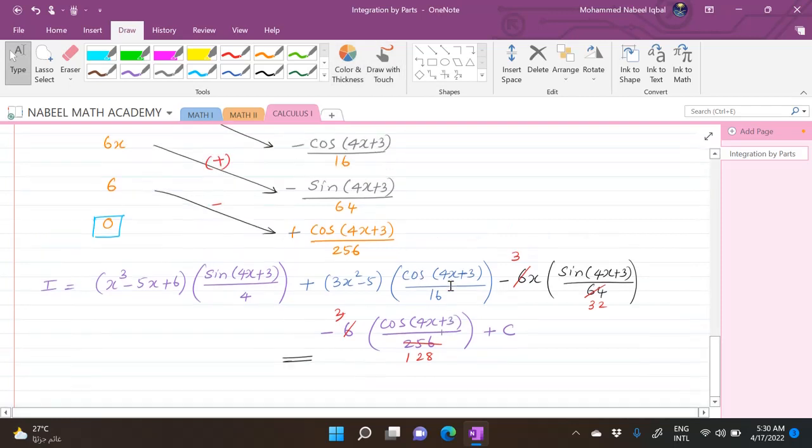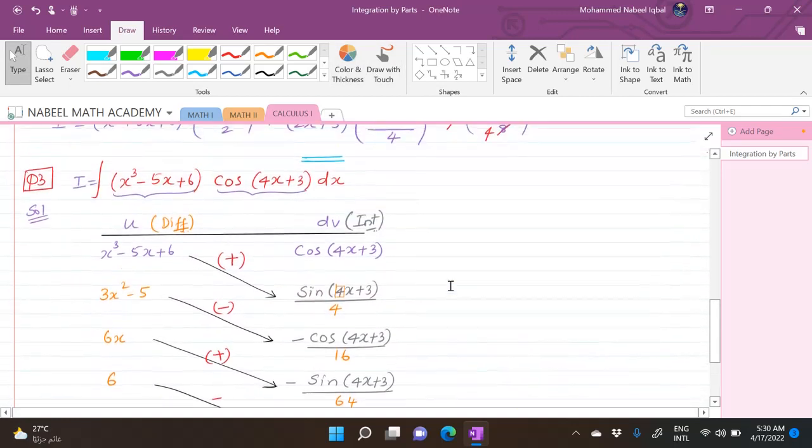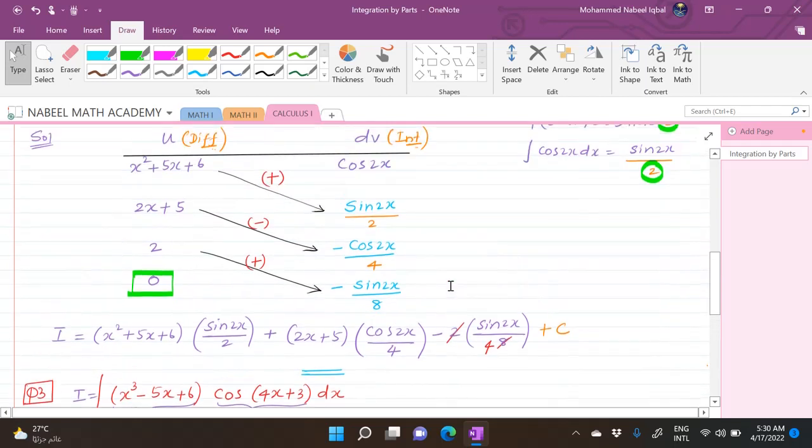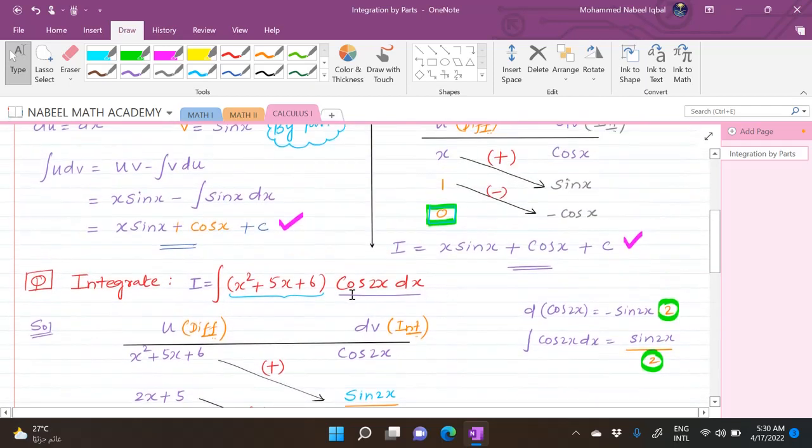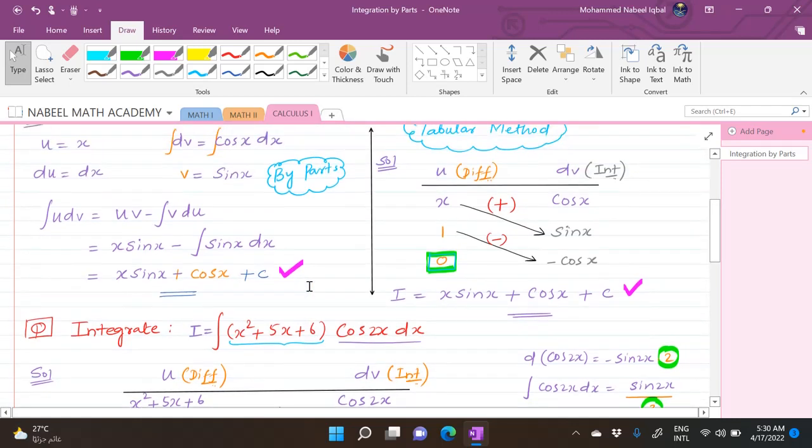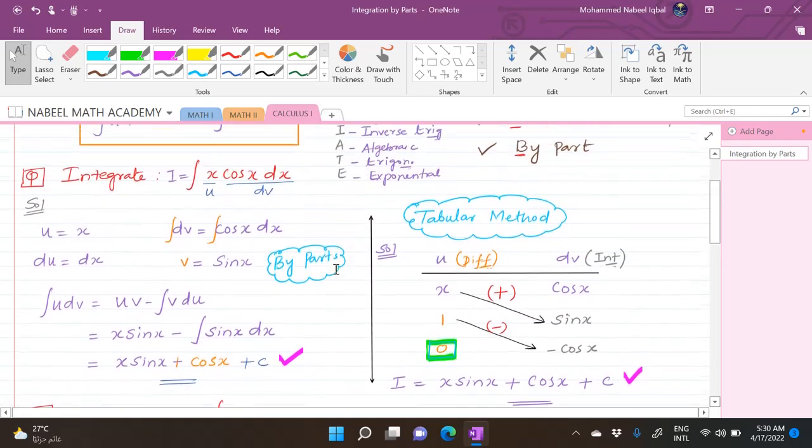So with this, we have completed integration by parts using the tabular method. The idea is, whenever you find an algebraic expression here, you have to apply the tabular method. See you in the next video.